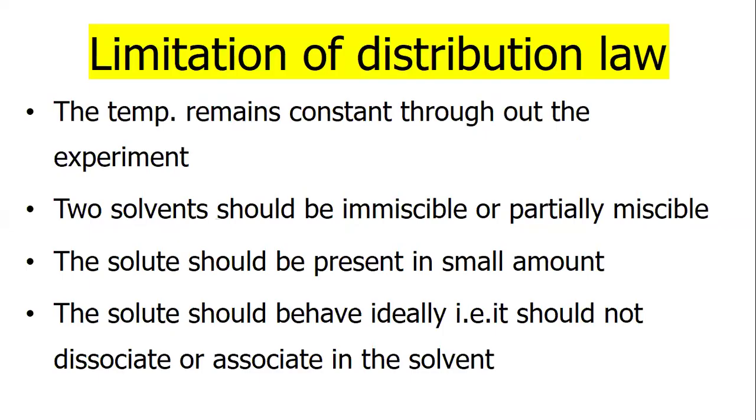Limitations of distribution law: the temperature should remain constant throughout the experiment. The two solvents should be immiscible or partially miscible. The solute should be present in a small amount. The solute should behave ideally, that is, it should not dissociate or associate in the solvent.